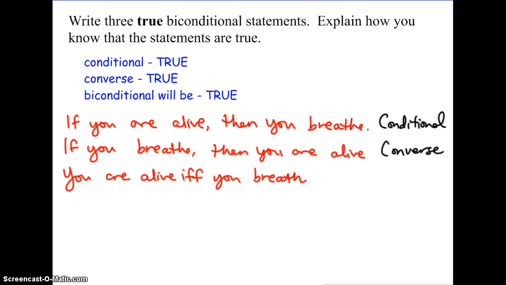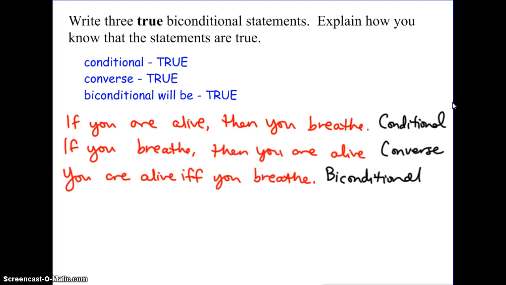Notice that I do not have if and I do not have then in my statement. Why? Because this is a biconditional. So the question is, is the conditional true? Well, yeah, if you're alive, then you're breathing, right? And then is the converse true? Yes, if you're breathing, then you're alive. Okay, so then the biconditional statement, you are alive if and only if you breathe, has to be true because the conditional and the converse are true.